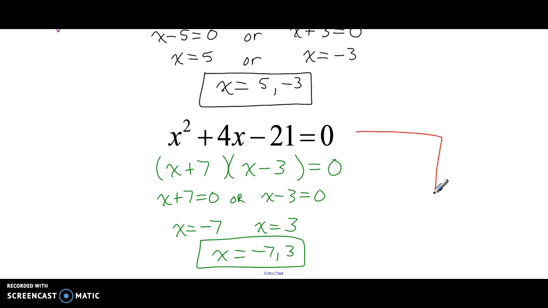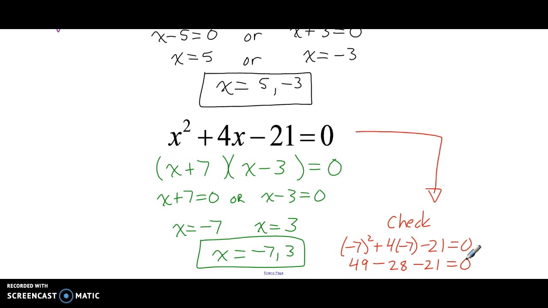And don't forget to check. It's fairly easy to check here. You plug in negative 7 and see if it comes out equal to 0. Let's see, negative 7 squared is 49. 4 times negative 7 is negative 28. 49 minus these two, those two add up to 49, so yep, that checks.